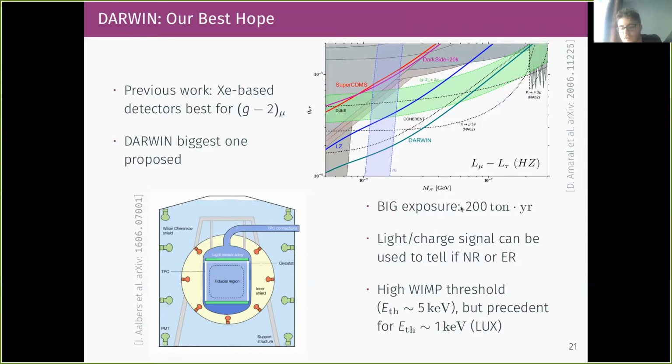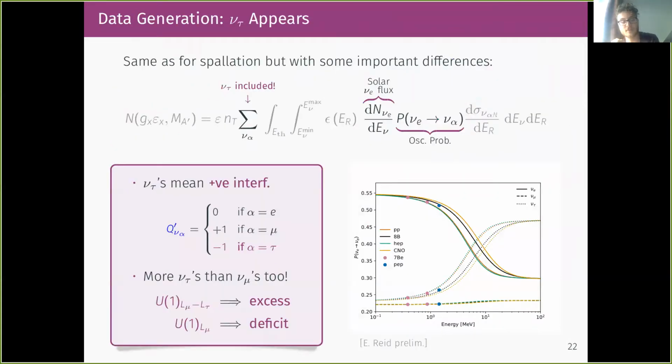It's 200 ton-year exposure. It has this light to charge signal that can be used to tell if we have a nuclear recoil or what's generally a background electron recoil. And it generally has a very high threshold in energy. There is precedent, which we need to get to a 1 keV recoil threshold. And we need this low energy threshold because this is where our solar neutrinos are going to start coming in. So we need to get as many of them as possible.